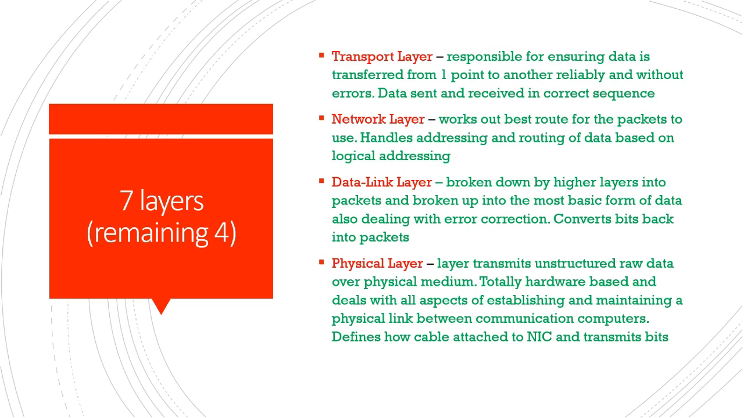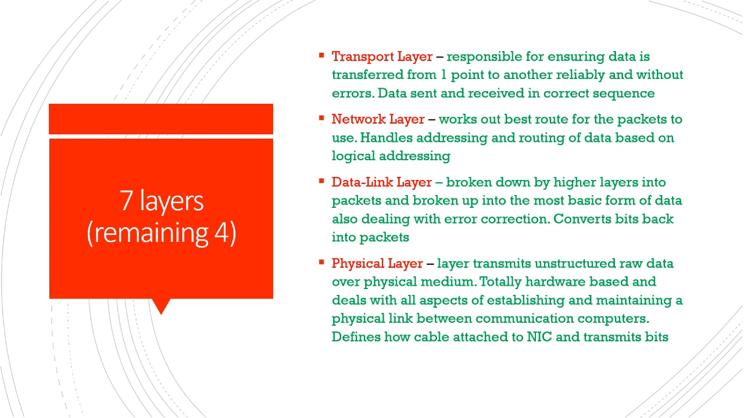The transport layer is responsible for ensuring data is transferred from one point to another reliably and without errors. Data will be sent and received in the correct sequence, and here you will use stuff like parity, echo check, checksums, and all the rest. The network layer is working out the best route for the packets to use. So basically you're sending this data or bits in packets, and this works out the best route. It will handle the addressing and routing of the data based on logical addressing.